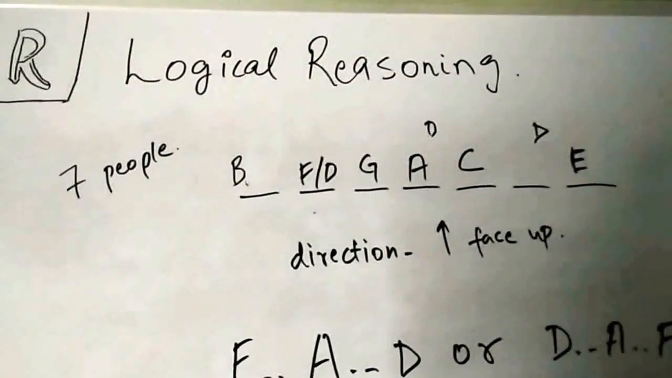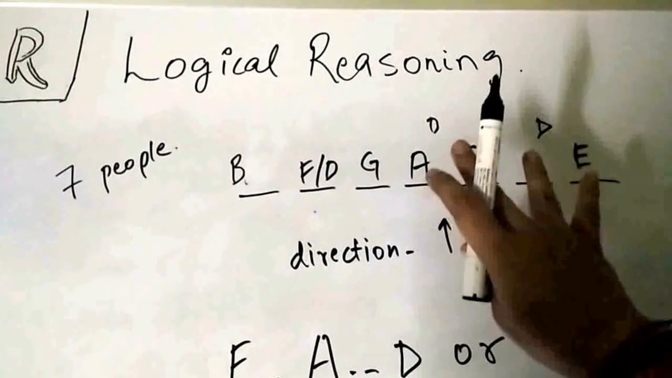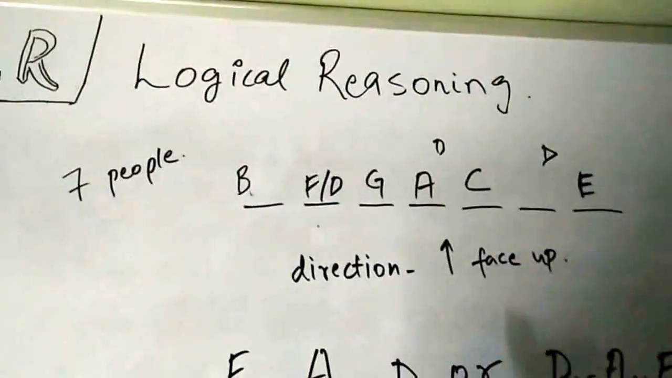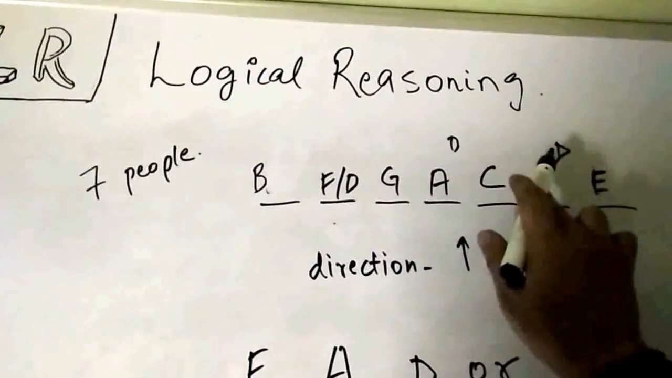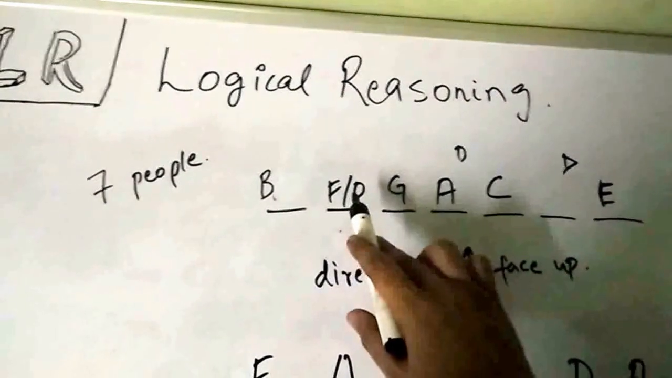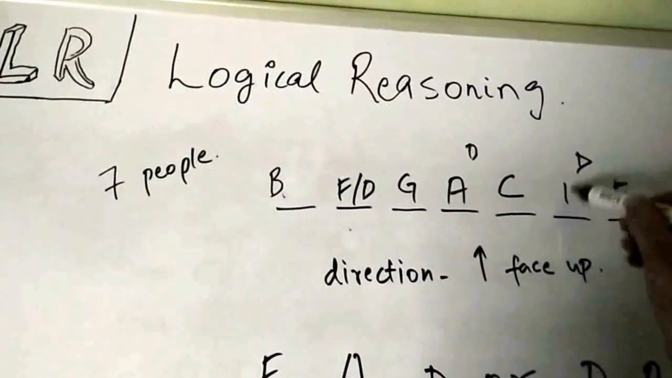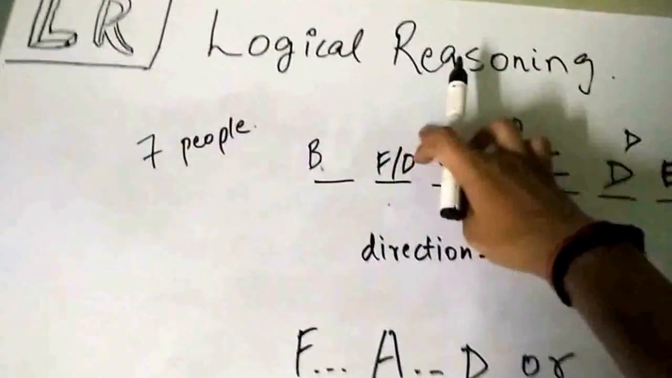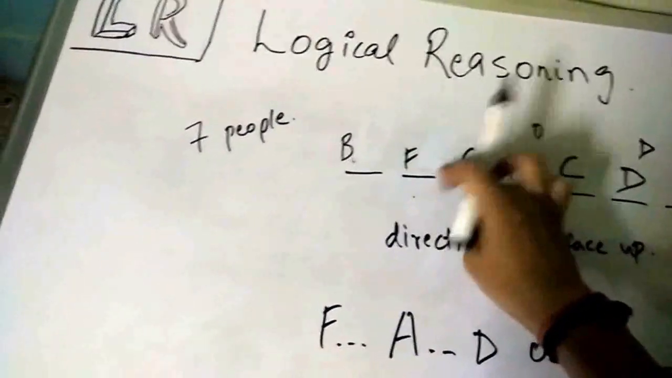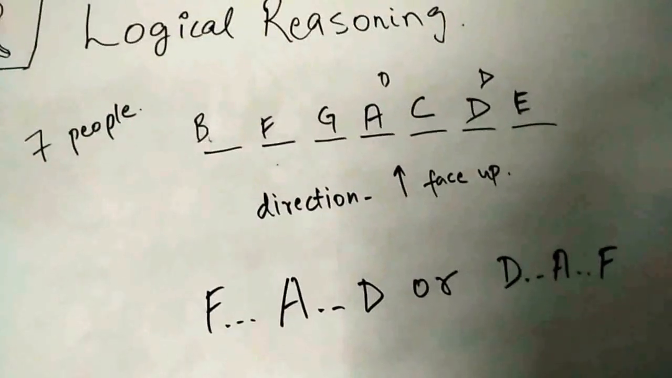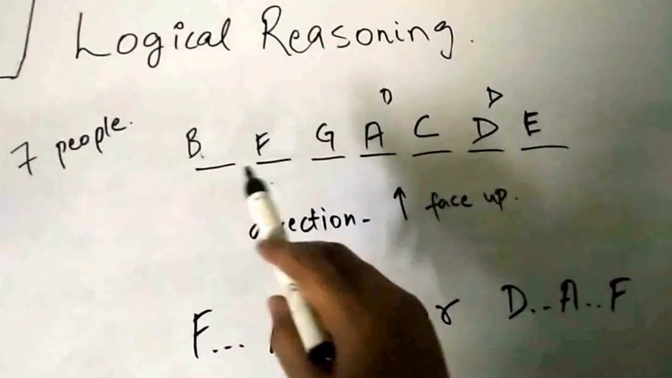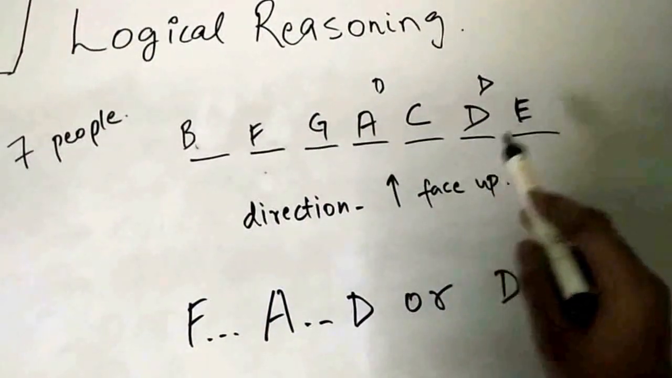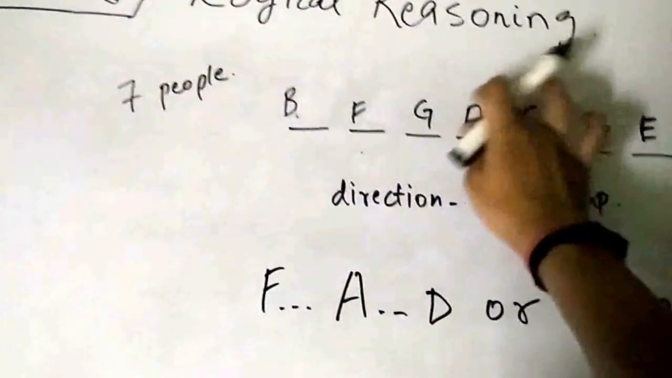So yes, also we had two positions for D, right? So we had this one or this one. So it is clear that D cannot sit here, and then D will sit here, and there's only one place left, which will be F. So this will be our final diagram where B, F, G, A, C, D and E are sitting.